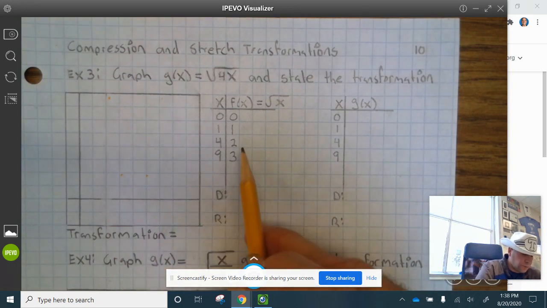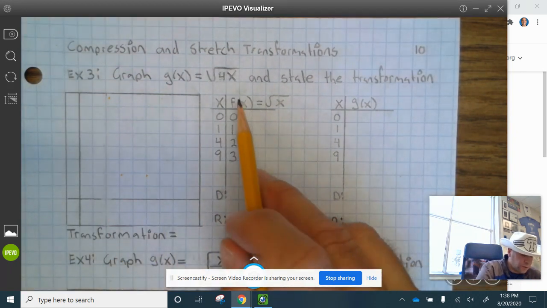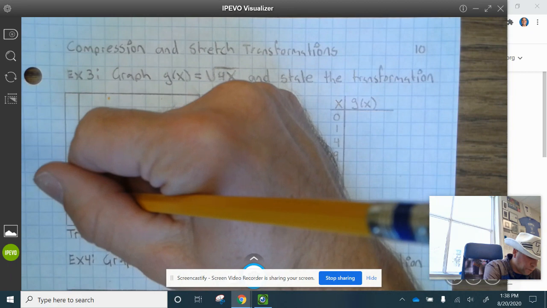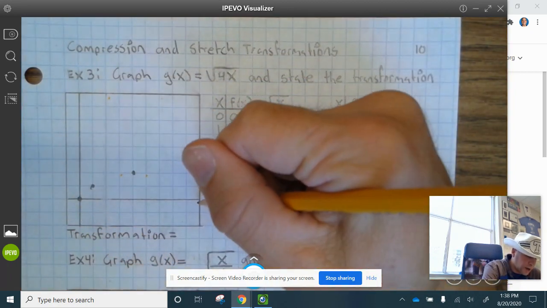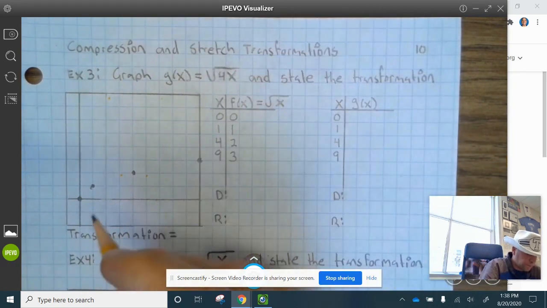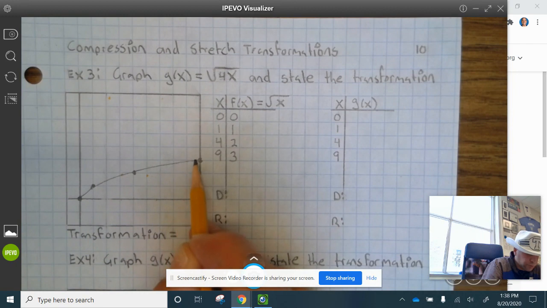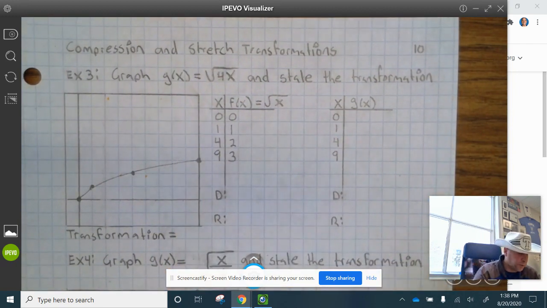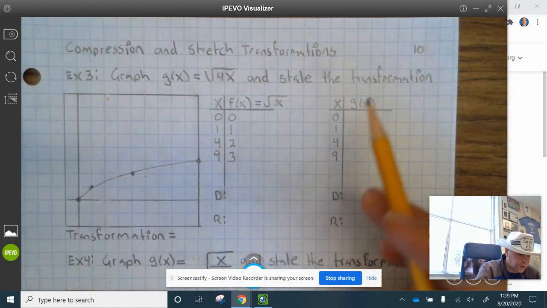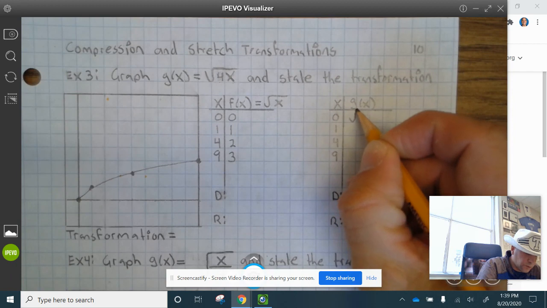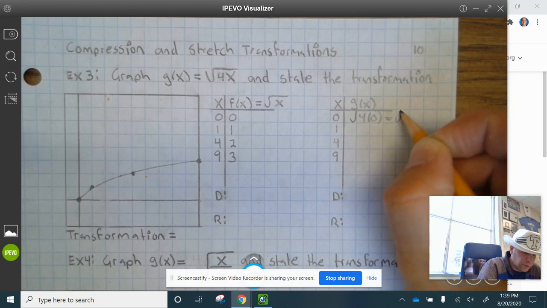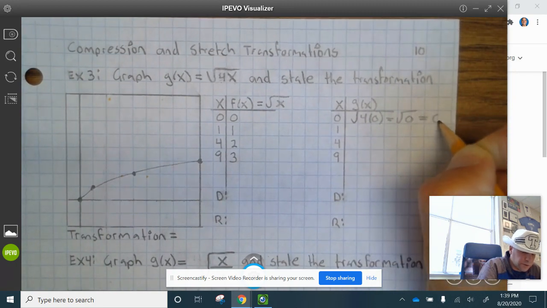Now we first need to graph the parent function, which is the square root of x, so (0, 0), (1, 1), (4, 2), and (9, 3). And you always want to graph the parent function when you're talking about transformations because the transformation is based on the parent function. So now here, we're taking the square root of 4 times the x value. So we have the square root of 4 times 0, which is the square root of 0, which is 0.